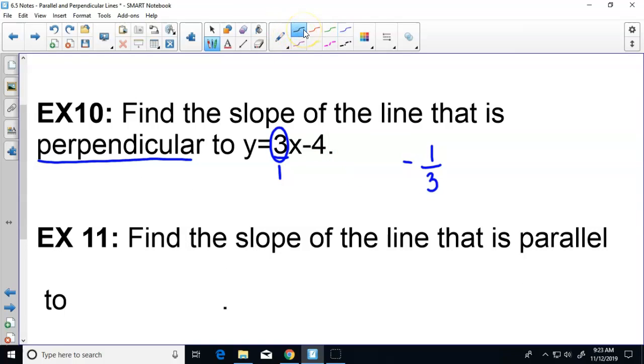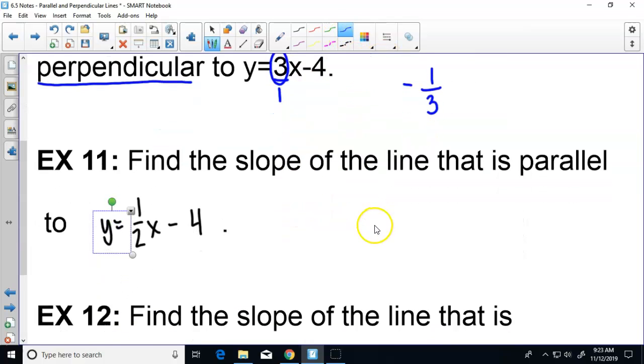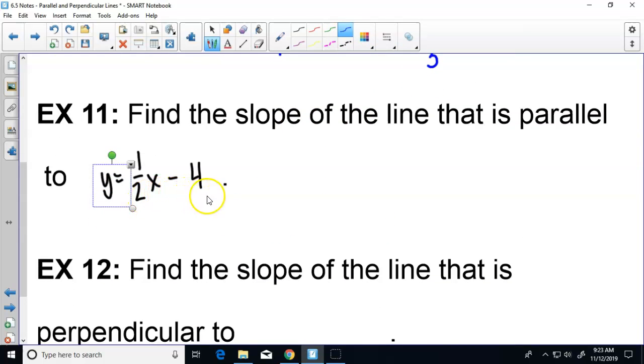All right, let's see. This one had y equals 1/2 x minus 4 that disappeared for me somehow. Okay, so we've got to find the slope of the line that's parallel to y equals 1/2 x minus 4. So, Dylan, before you can answer these questions at all, you've got to know the slope of y equals 1/2 x minus 4. So what is the slope of y equals 1/2 x minus 4?